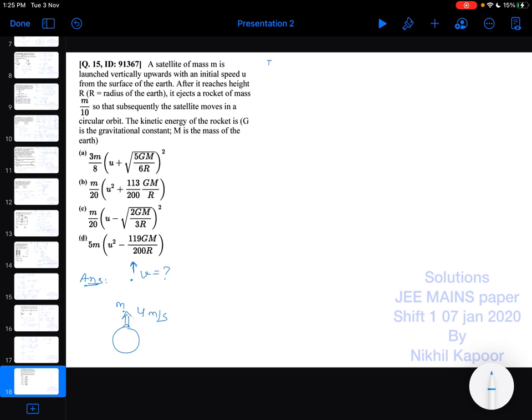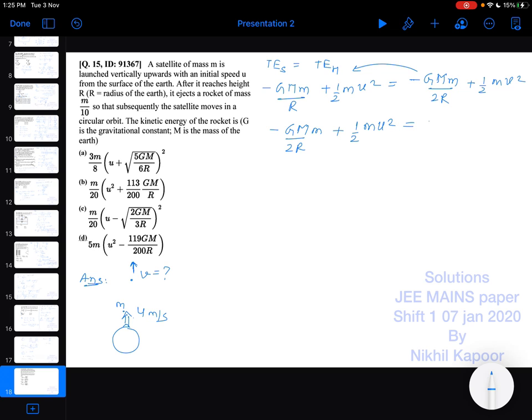So in that case I can say the total energy on the surface of Earth is equal to total energy at the height. Total energy on the surface of Earth is minus GMm upon r plus half m u square, which is equal to, at a height, minus GMm upon r plus r, that is 2r, plus half m v square. So this minus will come here, so it will be minus GMm by 2r plus half m u square is equal to half m v square.